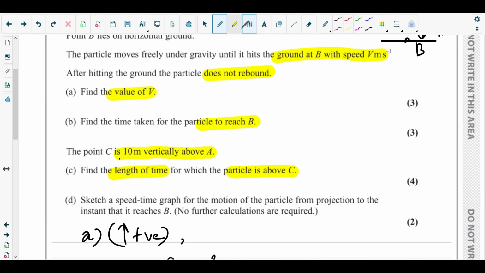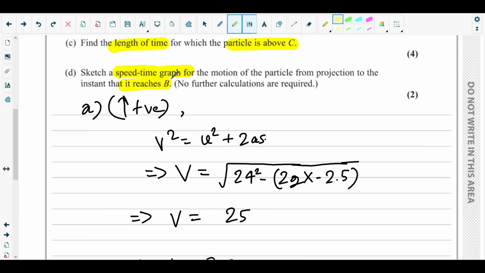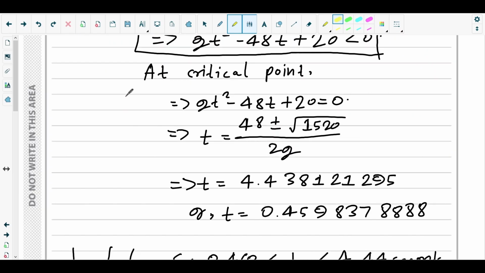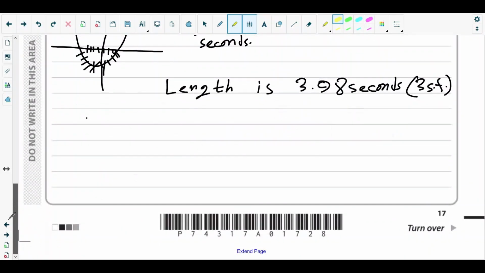In part D, they are asking to sketch a speed time graph for the motion of the particle from projection to the instant that it reaches B. No further calculations are required. So we need to sketch a speed time graph for the motion of the particle. Let's go for the speed time graph in part D.